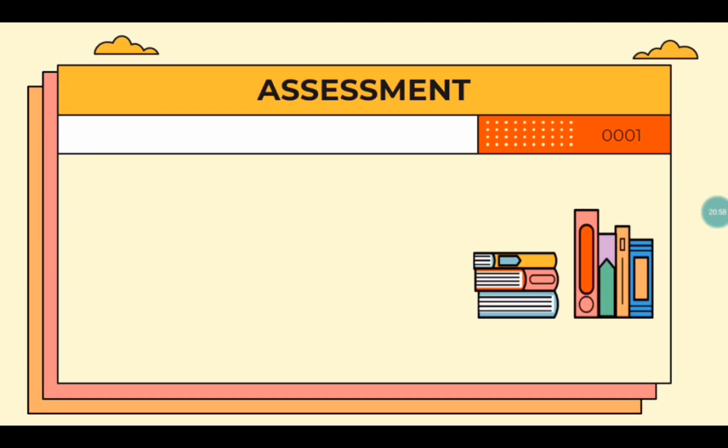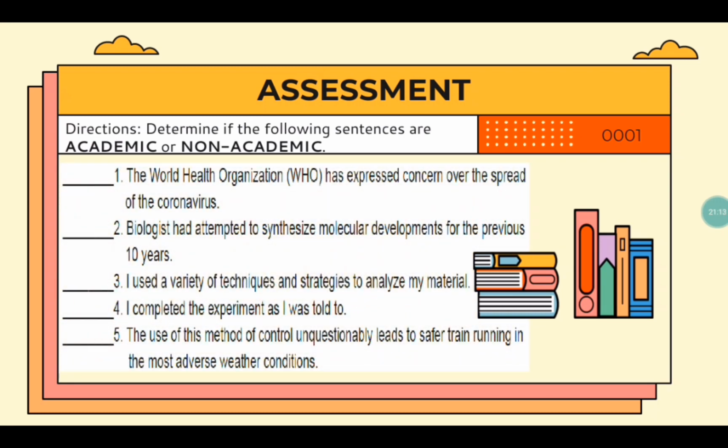So let us see what you learn from this discussion. The directions: determine if the following sentences are academic or non-academic. For number 1, the World Health Organization has expressed concern over the spread of the coronavirus. Is it academic or non-academic? The correct answer is academic.